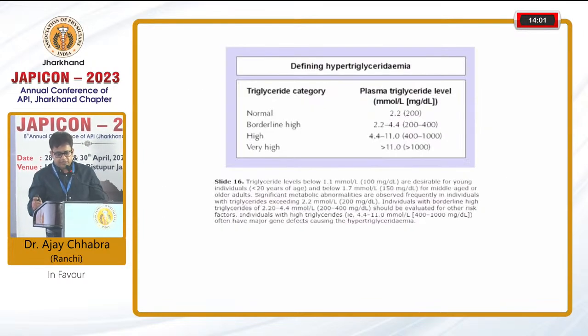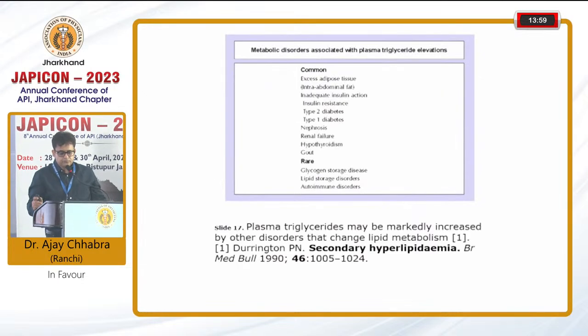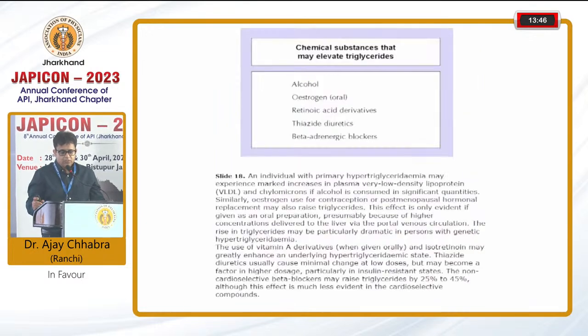Now, just to define hypertriglyceridemia, I'll be showing another slide. These are the metabolic disorders associated with plasma triglyceride elevations: excess adipose tissue, inadequate insulin action, insulin resistance, type 2 and type 1 diabetes, nephrosis, renal failure, hypothyroidism, and gout. Chemical substances that may elevate triglycerides: one is alcohol, second is oral estrogen, whether the patient is taking it as a contraceptive pill or on hormone replacement therapy, retinoic acid derivatives when treating acne in females, thiazide diuretics when given at high dose for a long period of time, and beta blockers.